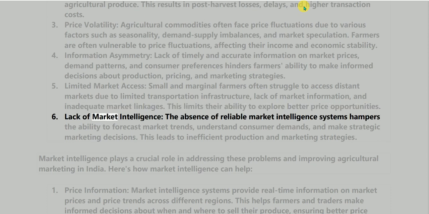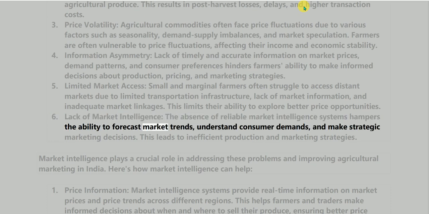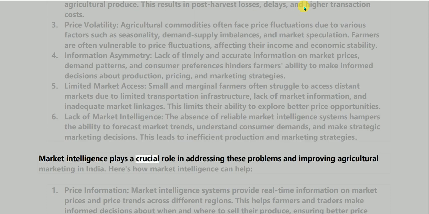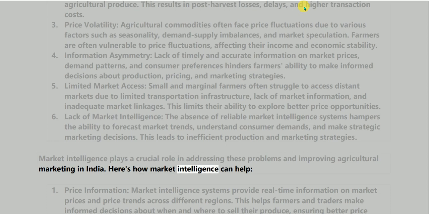6. Lack of market intelligence. The absence of reliable market intelligence systems hampers the ability to forecast market trends, understand consumer demands, and make strategic marketing decisions. This leads to inefficient production and marketing strategies. Market intelligence plays a crucial role in addressing these problems and improving agricultural marketing in India. Here is how market intelligence can help.